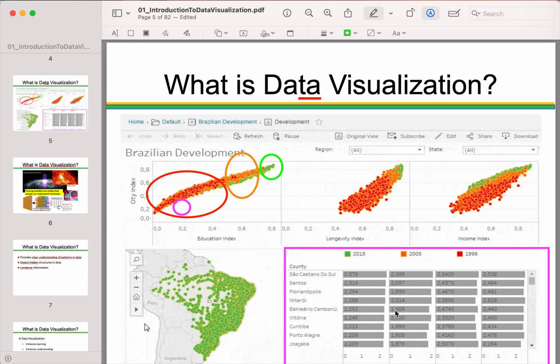If we were to look at the table, one young person will be here, another one will be here, another one will be here. It would be a much more complex and time-consuming task to search for those young people in the tabular format.